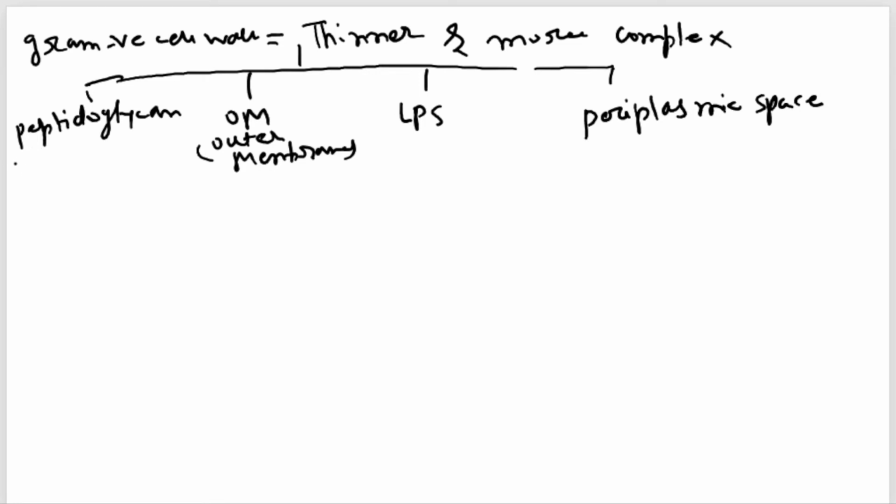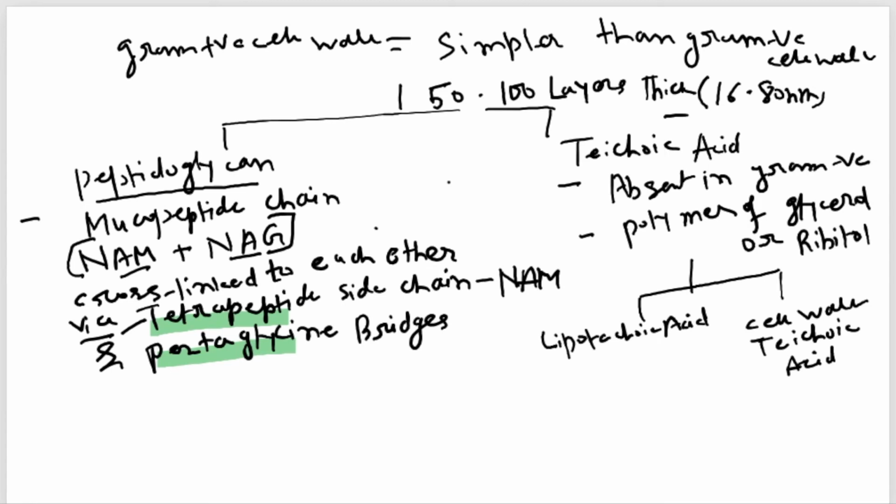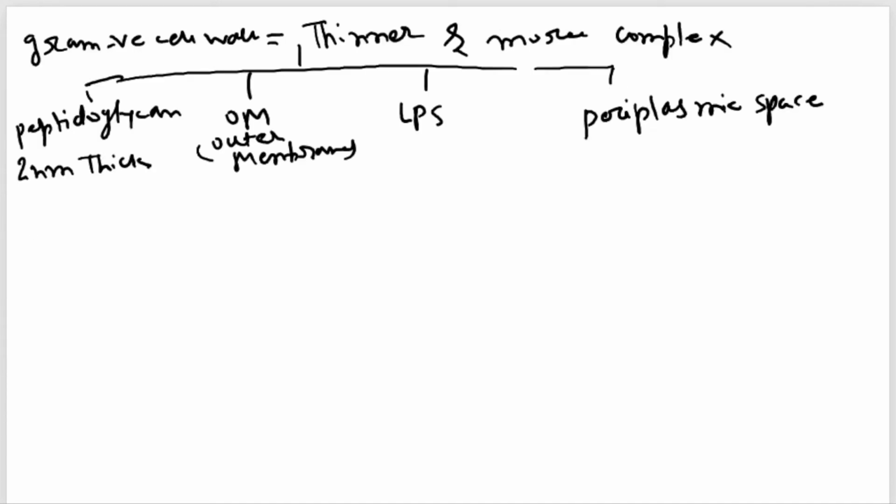Peptidoglycan here is only 1 to 2 layers, hardly 2 nanometers thick. It is very thin as compared to gram positive bacteria, where the whole cell wall was 16 to 18 nanometers thick, and peptidoglycan was also quite thick in gram positive. But in gram negative bacteria, it is only 2 nanometers thick.